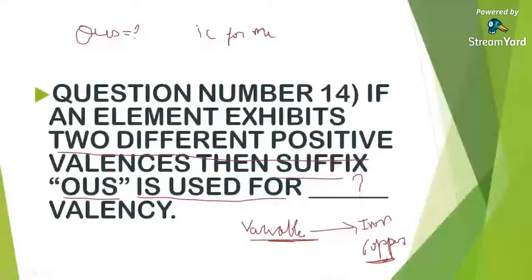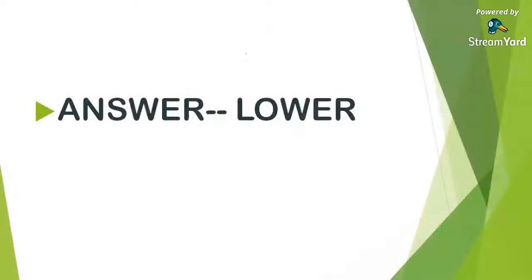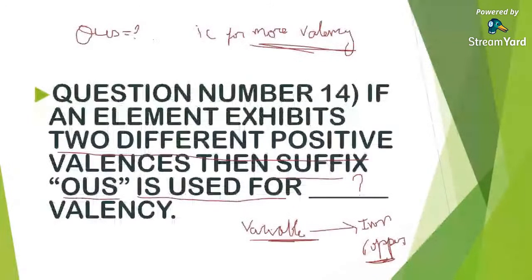Suppose copper has valency 1 and 2. When valency 1 is there, this is the lower valency. And when valency 2 is there, this is the higher valency, and for higher valency we use the suffix 'ik'. So the correct answer is lower. Yes, the correct answer is lower. It means if an element exhibits two different positive valencies, then suffix 'us' is used for lower valency and suffix 'ik' is used for higher valency.